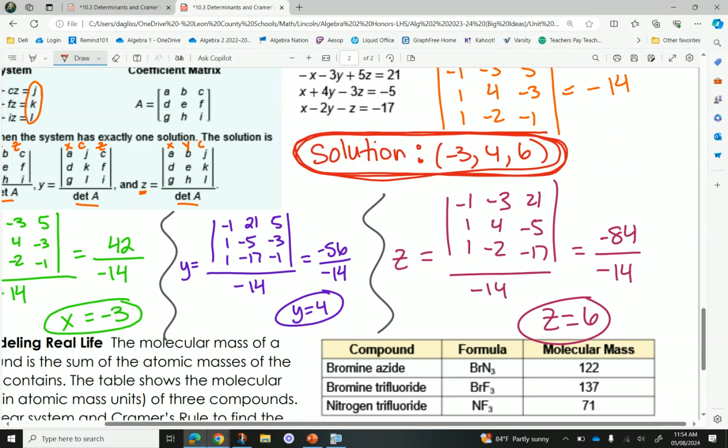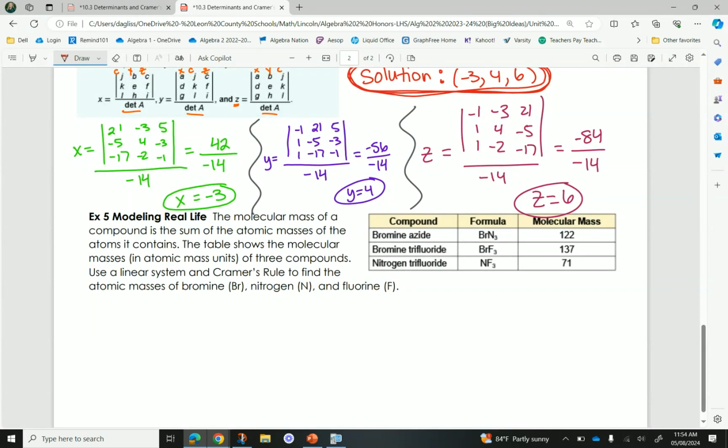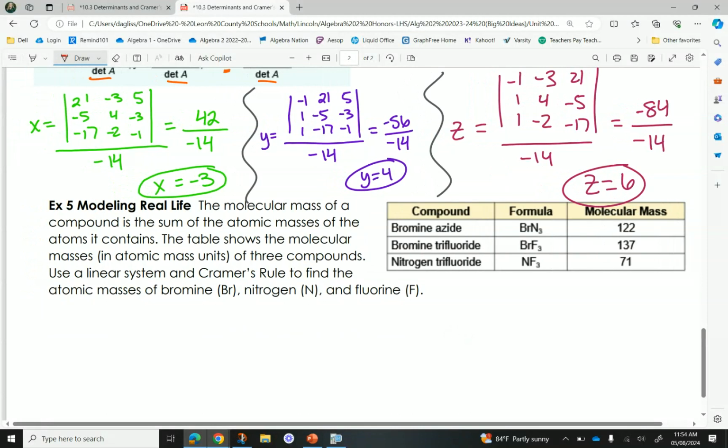All right, guys, here we go. Last one. We are going to do real life, so it ties in with chemistry. The molecular mass of a compound is the sum of the atomic masses of the atoms it contains. The table shows the molecular masses in atomic mass units of 3 compounds. Use a linear system and Cramer's rule to find the atomic masses of bromine, nitrogen, and fluorine.